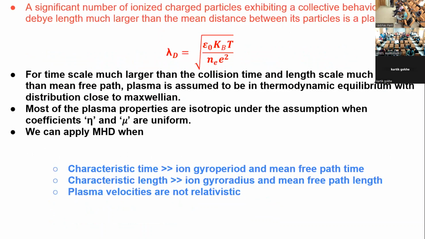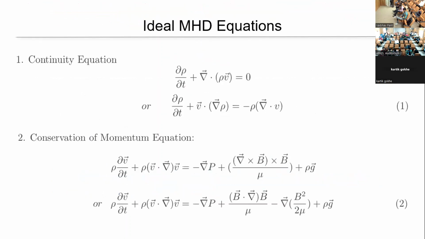Now a little bit about plasma. The ionized gas systems exhibiting collective behavior with Debye length much larger than its mean free path length is called plasma. The MHD equations that we used can be applicable here if the given conditions are satisfied: if the characteristic time is much greater than the mean free path time, the characteristic length is much greater than the mean free path length, and plasma velocities are not relativistic. Now, Amrit will tell us a little bit about MHD equations.